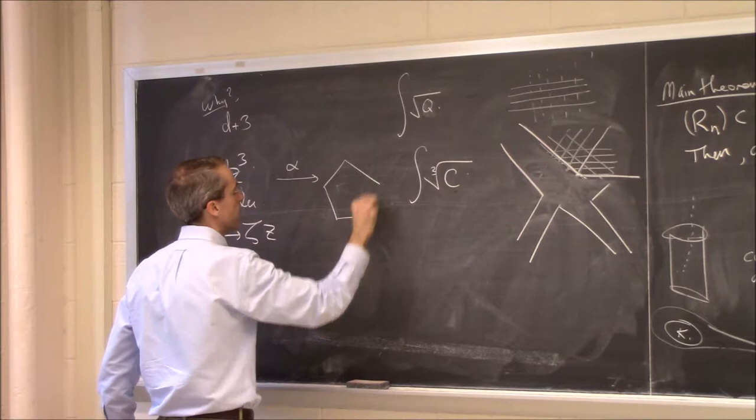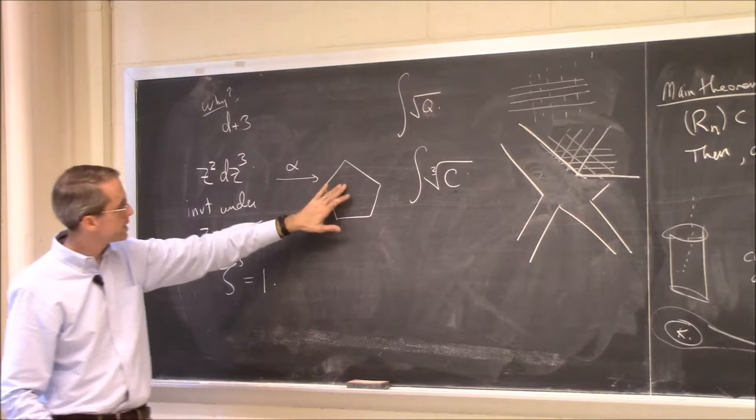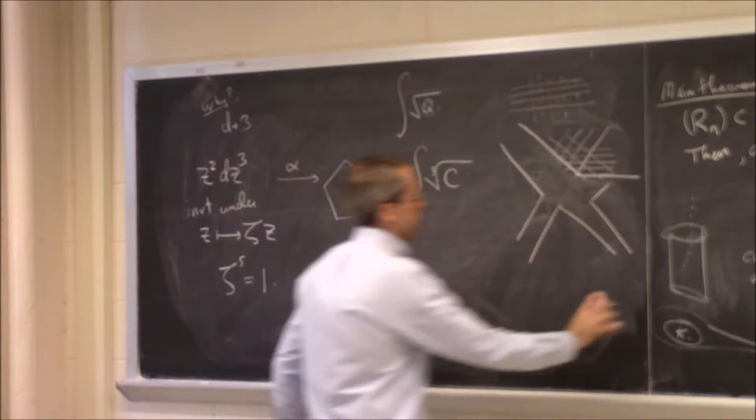So if you draw the foliation picture for z squared dz cubed, you'll see it has this beautiful fivefold symmetry, and it somehow reminds you of the corresponding polygon in RP2.